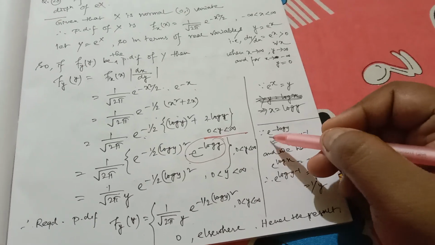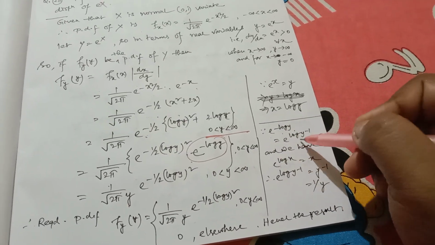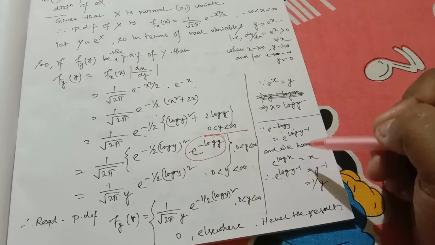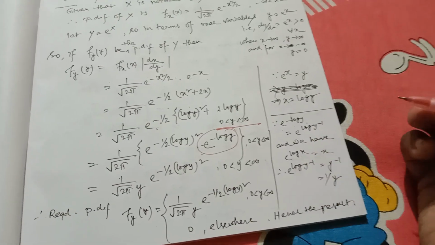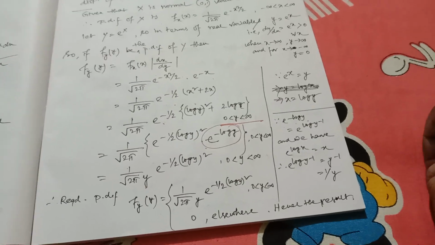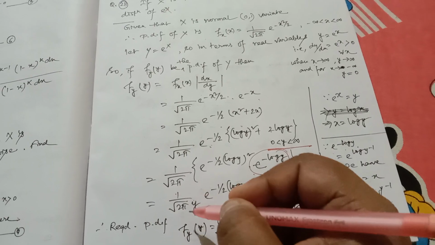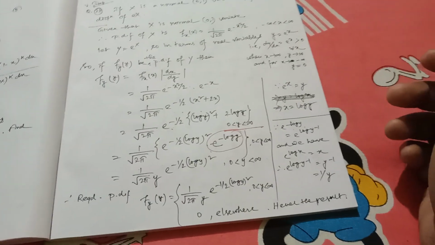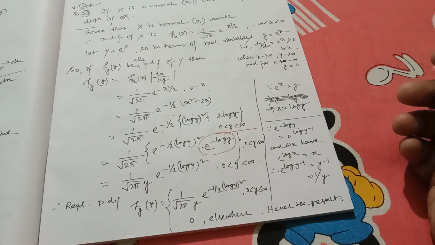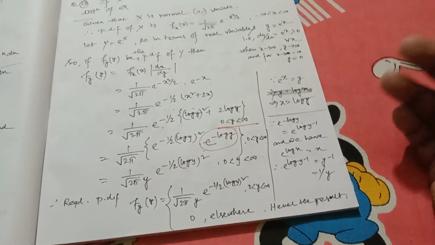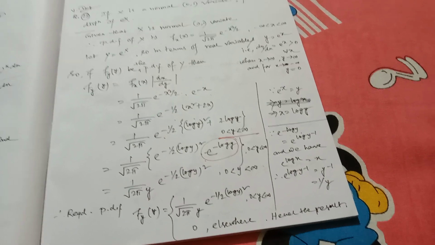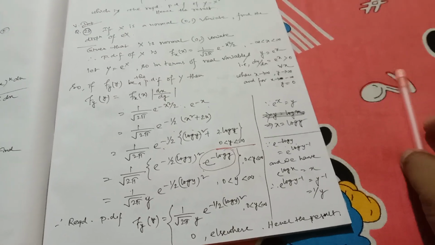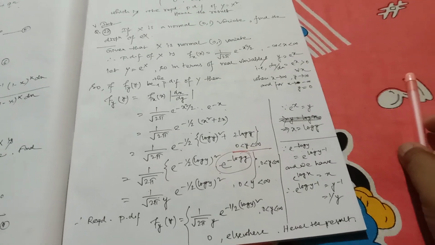Now e to the power minus log y can be written as e to the power log of y inverse, and we also know e to the power log x is equal to x, so consequently e to the power log of y inverse should be y inverse, that is 1 by y. So you can see 1 by y is included in the last line, and thus we have obtained the PDF of y given by phi y like this, whenever 0 less than y less than infinity, elsewhere it should be equal to 0, and this is the required criteria.